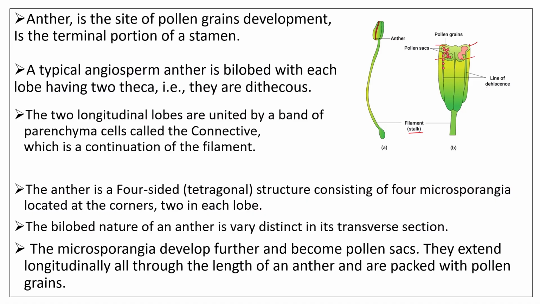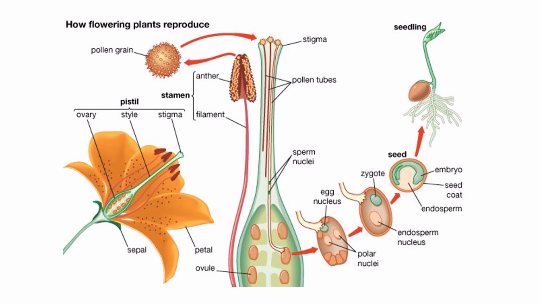The microsporangia develop further and become pollen sacs. They extend longitudinally all through the length of an anther and are packed with pollen grains. This ends today's class. In the next video, we will discuss the structure of the microsporangium.